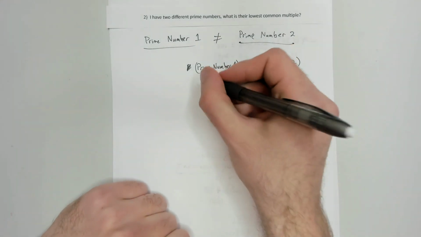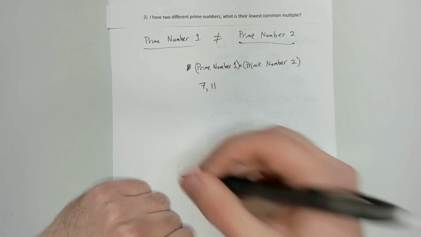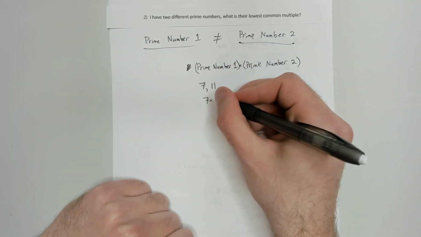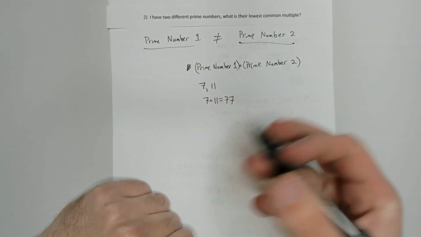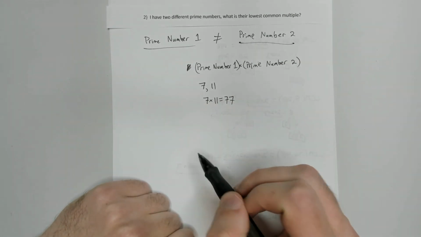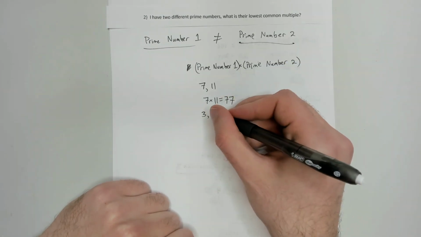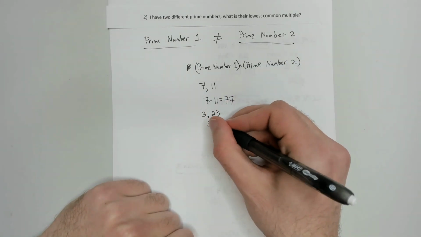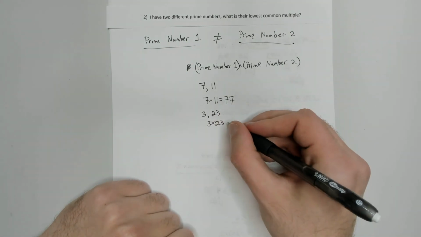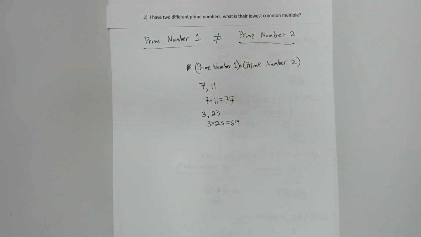So what this is saying is if I give you two different prime numbers, like 7 and 11, their lowest common multiple is always going to have to be the product of those two prime numbers. So in the case of 7 and 11, their lowest common multiple is 77. Another case would be maybe like 3 and 23. So in their case, their lowest common multiple is going to be 3 times 23, which is 69. So we see here that we get a more general statement about prime numbers, maybe a little property of them, that if you take two different prime numbers, their lowest common multiple is going to have to be their product. So let's move on to number 3.